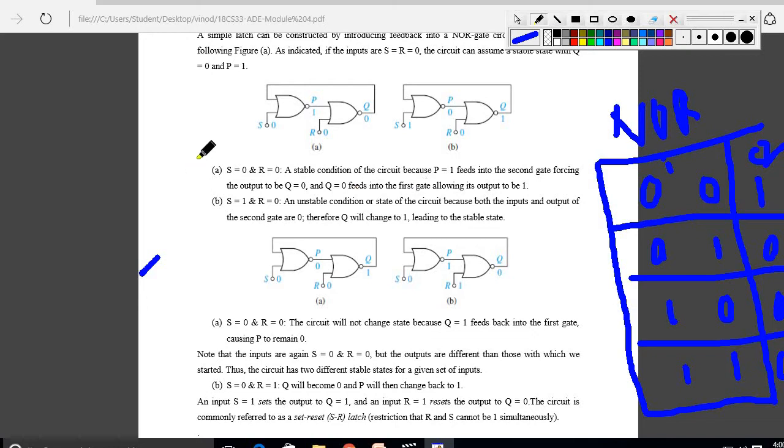But the truth table of this SR latch should be: if both are 0 0, the previous value will be stored as the next value. If the inputs are 0 1, it is the reset condition. If it is 1 0, it should be the set condition. If 1 1, it means don't care condition, we don't know the exact values of that. So this is exactly the truth table of the SR latch.